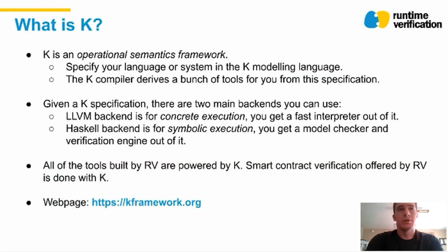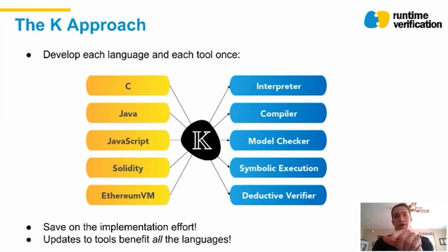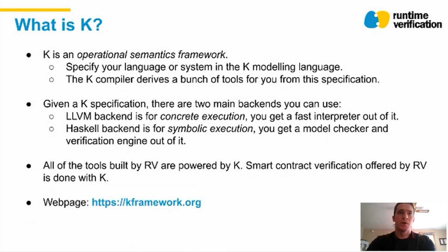So what is K? Just a broad overview. K is what's called an operational semantics framework. So what does that mean? It means you specify your language or your system. It doesn't have to be a programming language. It can be an arbitrary system. You could make a model of a car or something in K, in the K modeling language. And then the K compiler takes that model that you've made and derives all the tools on the right-hand side for you. So you specify your language like Java or your model of a car, whatever like that, and then the K compiler will spit out on the right-hand side, here's an interpreter for you, here's a model checker for you, here's a symbolic execution engine for you, and here's a deductive verifier for you. So that's kind of the K approach.